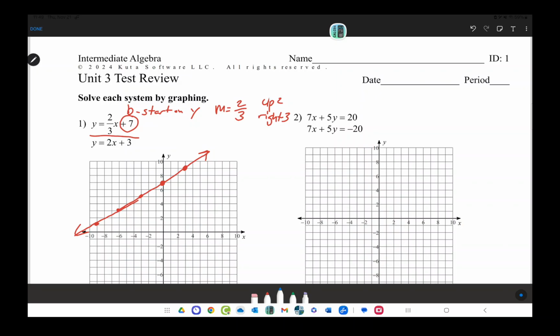So, for the next line, we're going to start here again. This is B, so this is where we start on y. Here we're at positive 3. And my slope is 2, so I put it over 1, up 2, right 1. Up 2, right 1, and keep going. Up 2, right 1, right here where they cross is my answer. I don't need any more points. My answer is 3, 9.